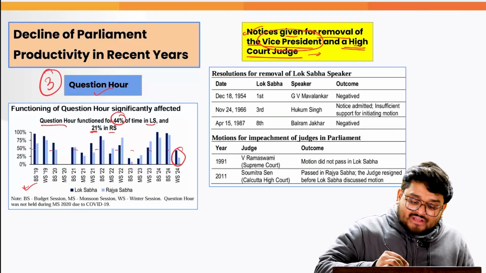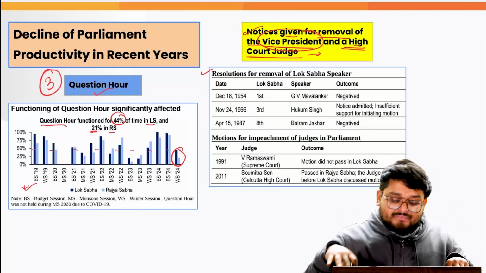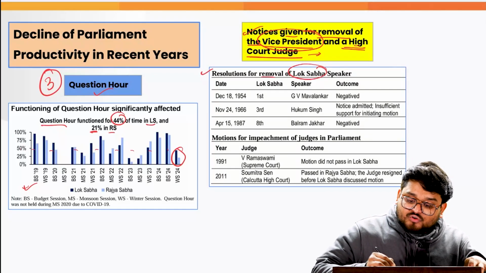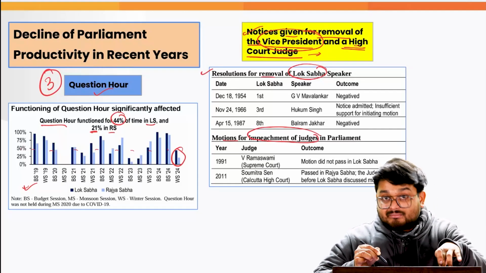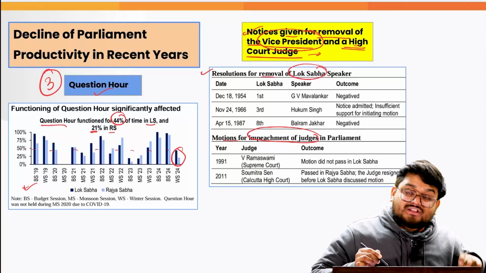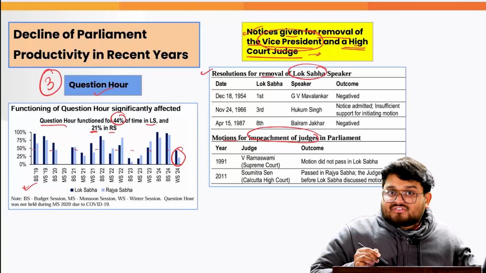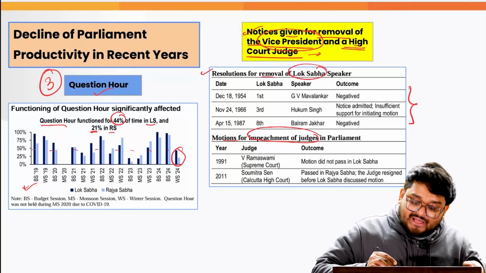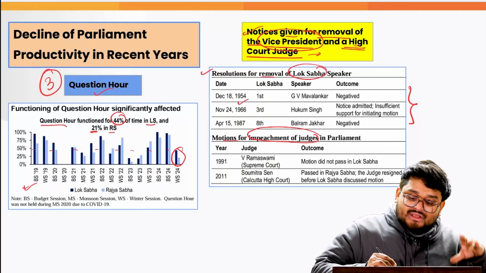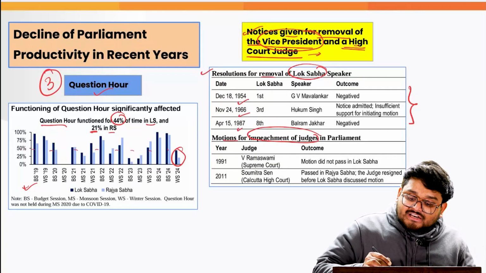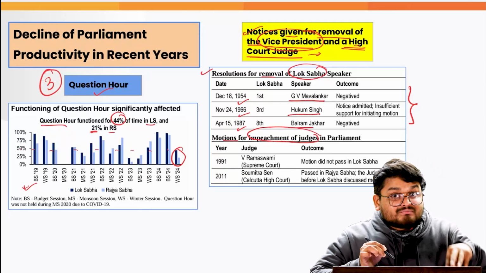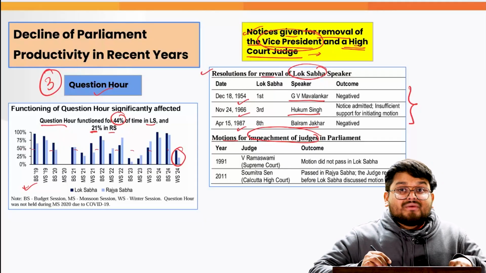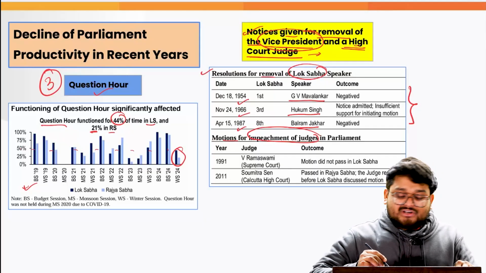Now, with reference to this, I want to give you some brief prelims information, because there were also resolutions for the removal of the Lok Sabha Speaker and also motions for impeachment of judges in the Parliament. Now, we have to understand if at all these motions were fruitful in the past or not. So, as of now, against the Lok Sabha Speaker, we have had resolutions in 1954, 66 and 87. The names are also very important, because sometimes in prelims UPSC asks you some names with reference to some prominent events that took place in the parliament of our country.